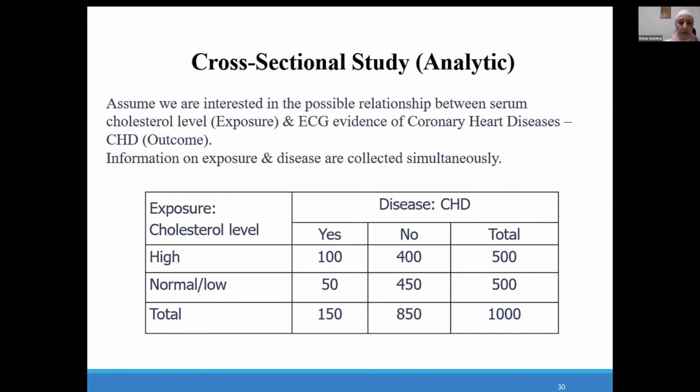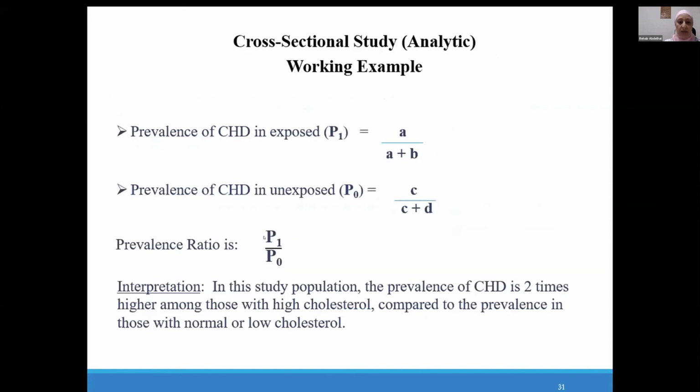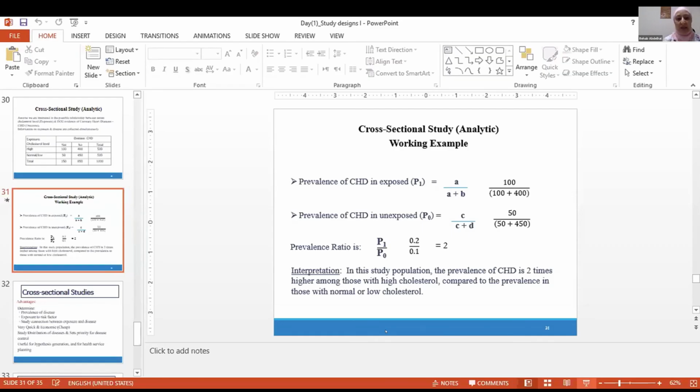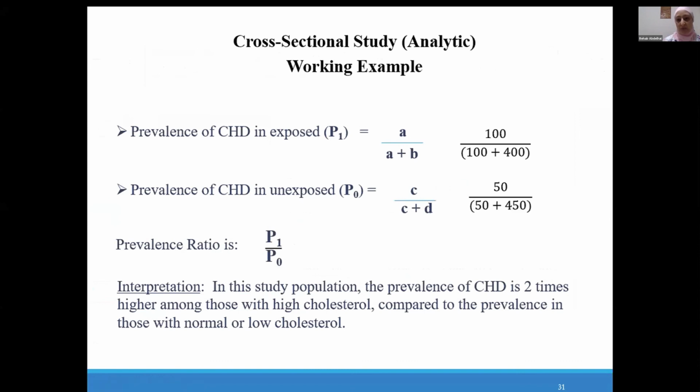Thank you, Sausan. So this is the prevalence of disease in the exposed group and the prevalence of coronary heart disease in the unexposed group. And if we have the numbers, we have 100 over 500 and 50 over 500. So the prevalence ratio, we would divide the prevalence in the exposed over the prevalence in the unexposed, and we would get an answer of 2.